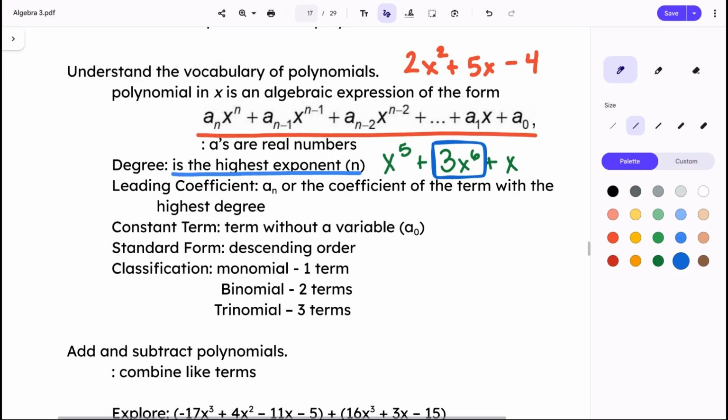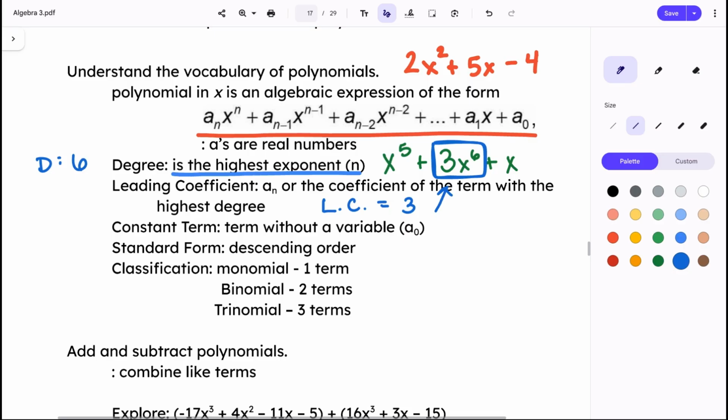Okay, so from this term up here, my leading coefficient, I'll just abbreviate that, my LC, would be a 3 based off of that polynomial. And my degree, I'll put that over here, should be 6. Again, just using that example.